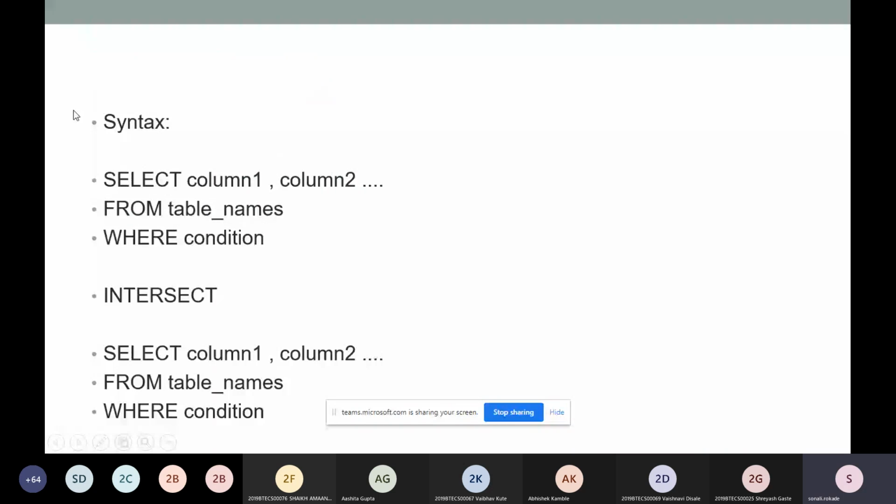Before that, let us have the syntax. As we are working on two different tables, we need to operate on two different select statements. So select column 1, column 2, up to whatever column set you want to retrieve from table name, where the condition you have to apply. Then you have to write down intersect, then the same select statement on the second table. This is the basic syntax for intersect.